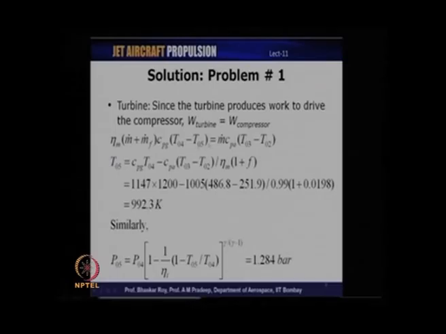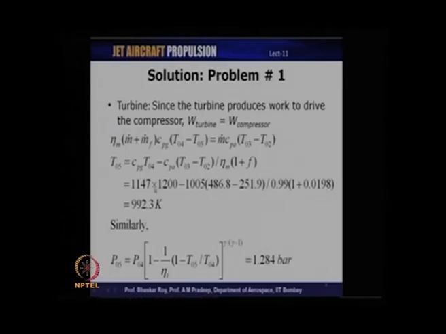Once we simplify this, in this equation the only unknown is T05. So we get an expression in terms of T05. T05 on simplification is equal to Cpg into T04 minus Cpa into T03 minus T02, divided by mechanical efficiency into 1 plus f, because we cancel out m dot. So all the terms which are involved on the right hand side are known from our cycle analysis so far. So we have Cpg, which is 1147, into T04, which is 1200, minus Cpa, which is 1005, multiplied by T03, that is 486.8, minus T02, 251.9, divided by mechanical efficiency, 0.99, into 1 plus f, that is 1 plus 0.0198.